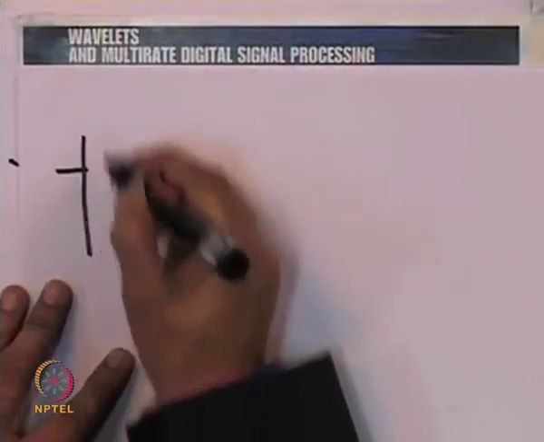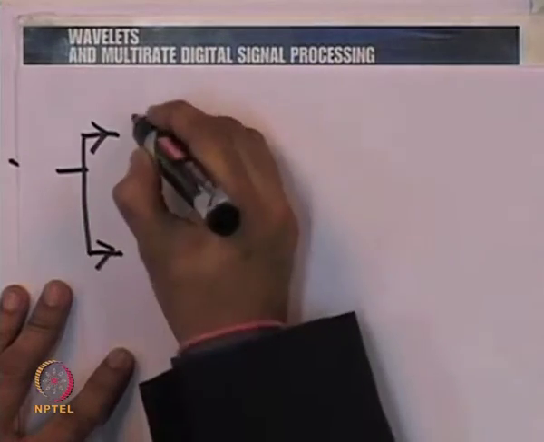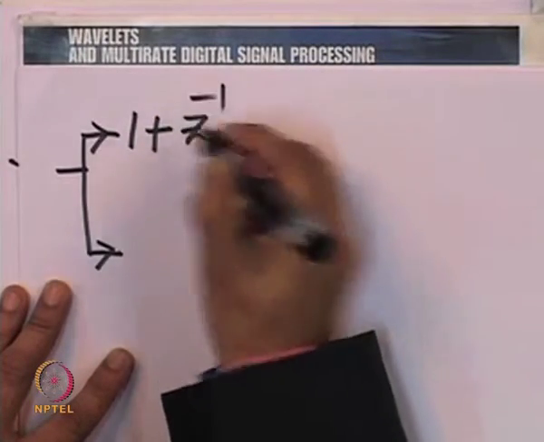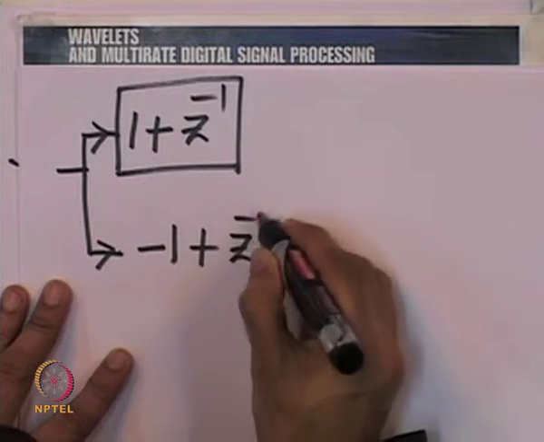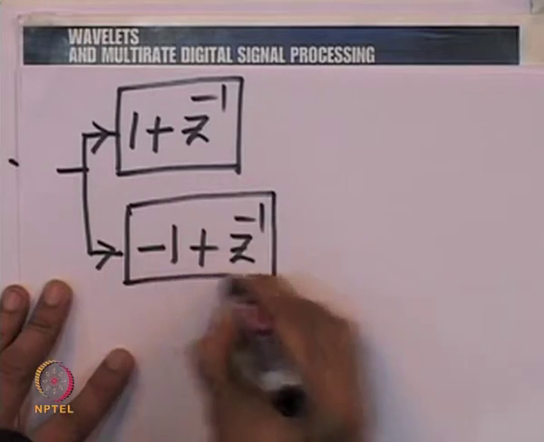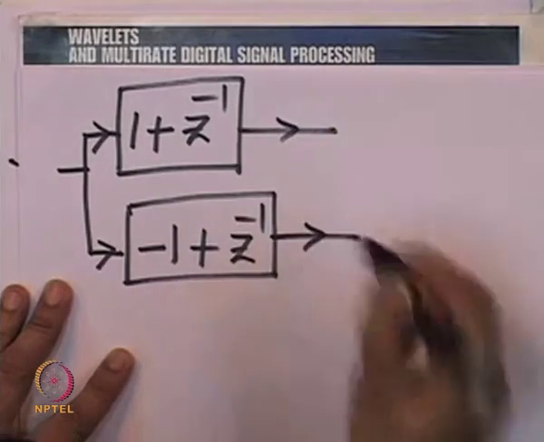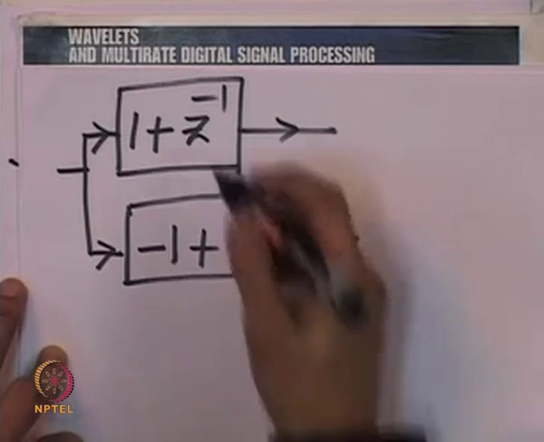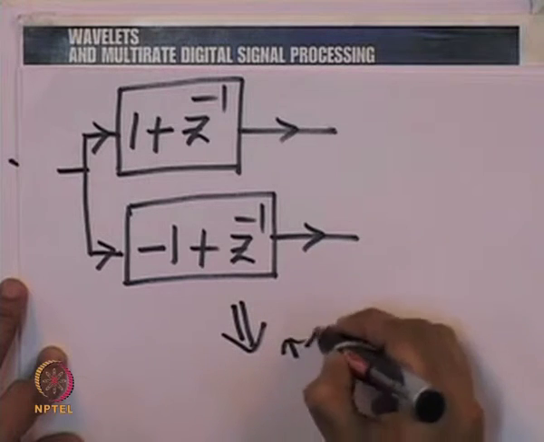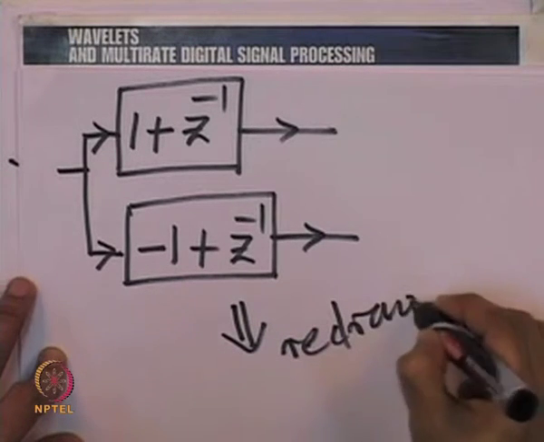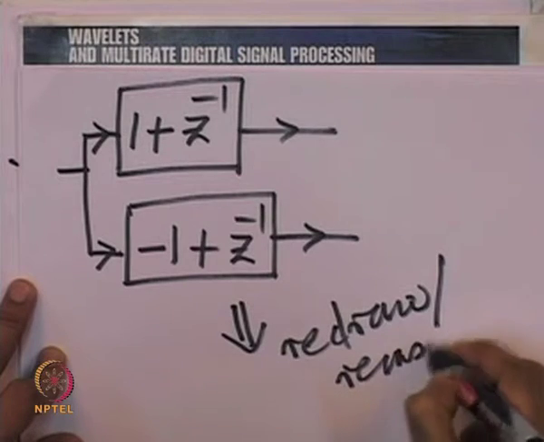So, to do that, let us look at the structure carefully once again. Let us look at the pair of filters here: 1 plus Z inverse, and minus 1 plus Z inverse. You know, the Z inverse operation is common. So, we can rewrite this, or redraw this, recast this as follows.